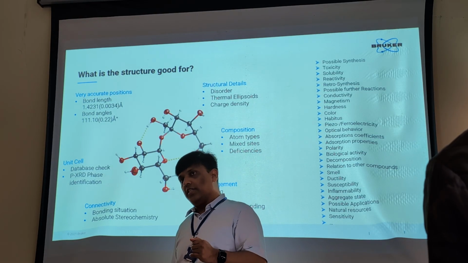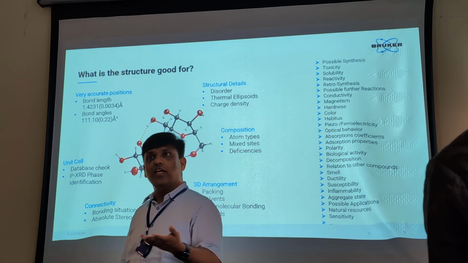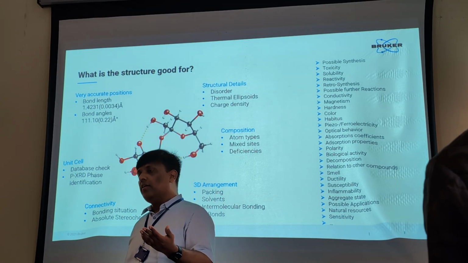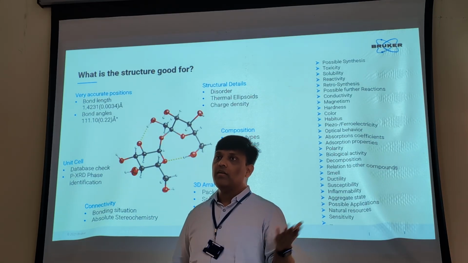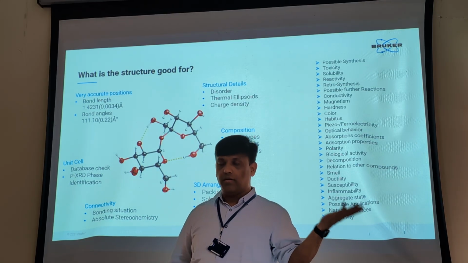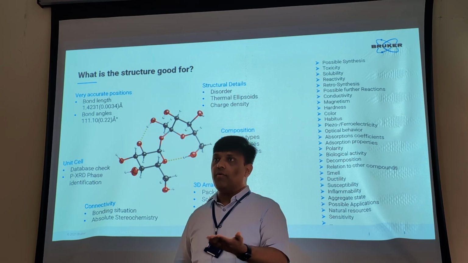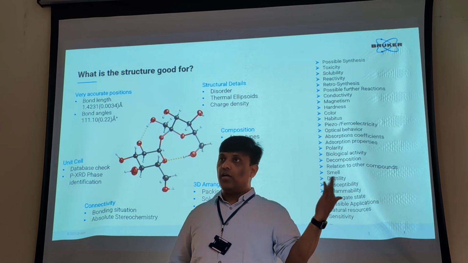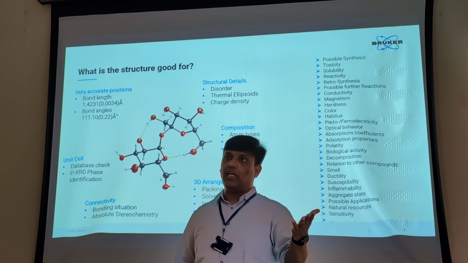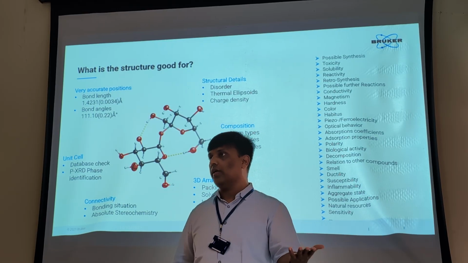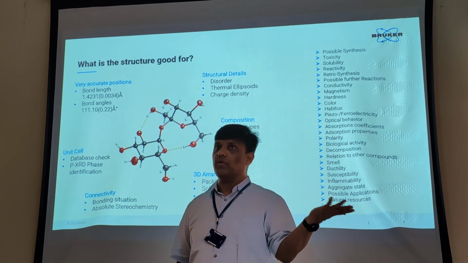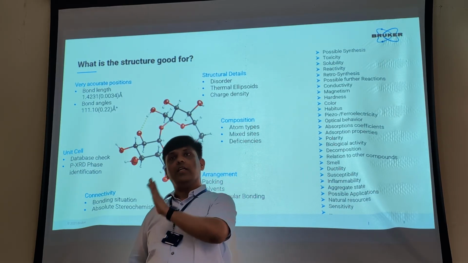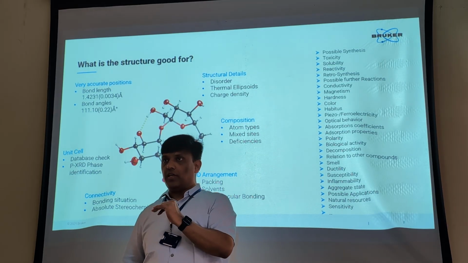this absolute configuration is very important. You want to determine the stereochemistry of your molecule, right? The single crystal method is the method to determine your stereochemistry. Because you are dealing with a lot of organic molecules, it is very important to understand whether it is R, S, cis, trans, whatever. All these you can determine by using the single crystal diffractometer.